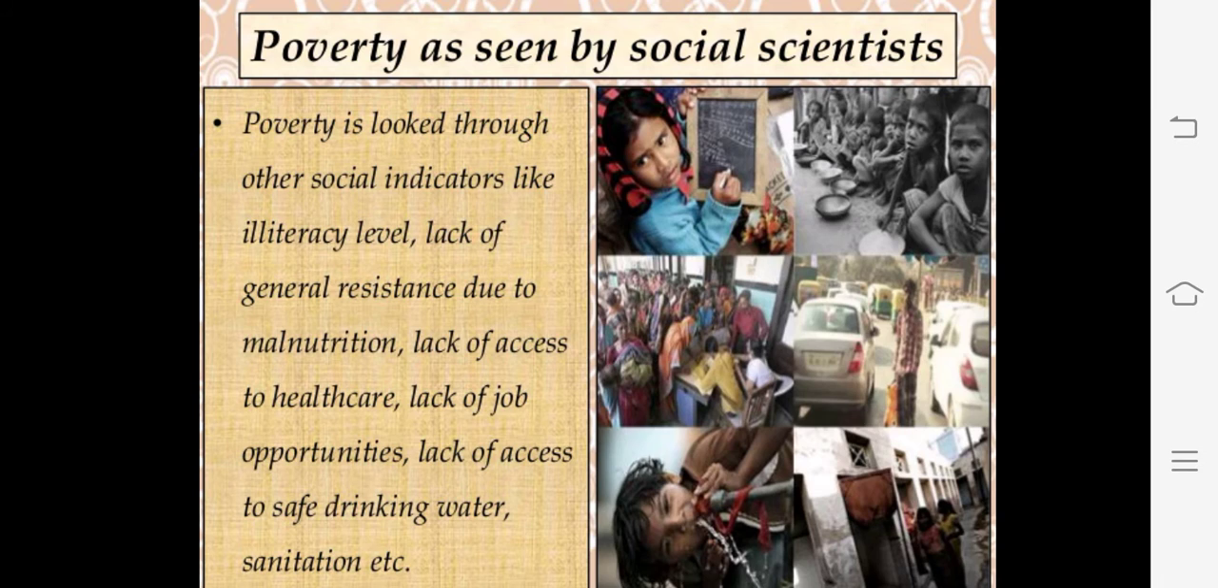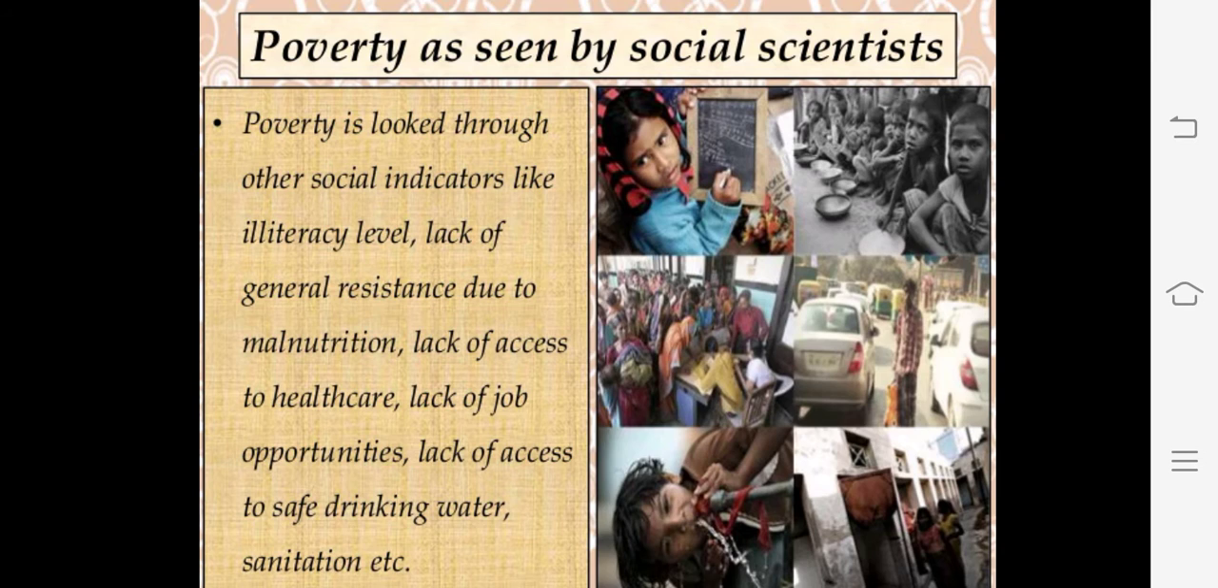Then we have poverty as seen by social scientists. Poverty is looked at through other social indicators like illiteracy level, lack of general resistance due to malnutrition, lack of access to healthcare, lack of job opportunities, lack of access to safe drinking water, sanitation, etc. So poverty does not mean only hunger and lack of shelter, but it also means illiteracy, that these poor people are not educated.